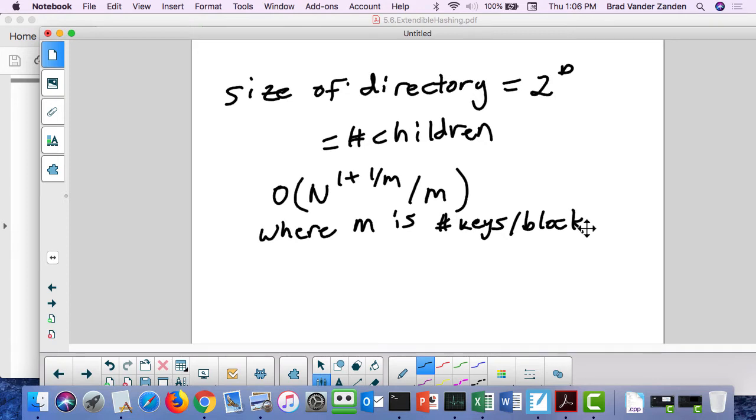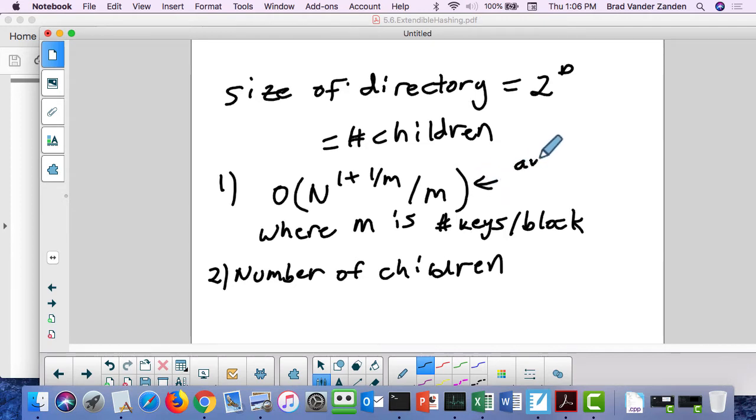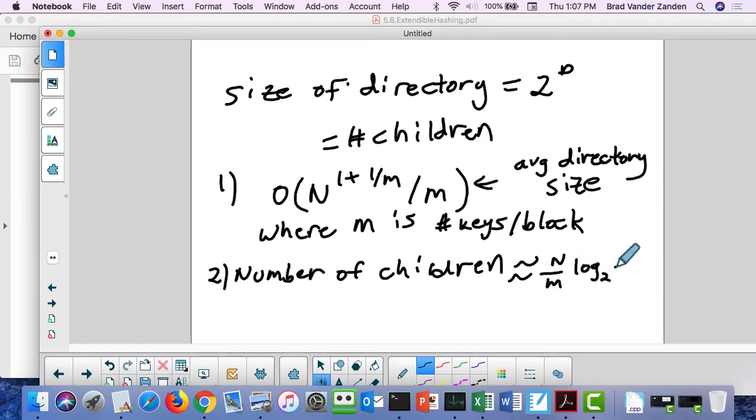Okay? And it turns out that if you look at the number of leaves, so the number of children, so that's the size, the number of children, so this is the average directory size. And the average number of children is roughly N divided by M times log base 2 of e. So N is the number of records, and again, M is the number of keys per block.